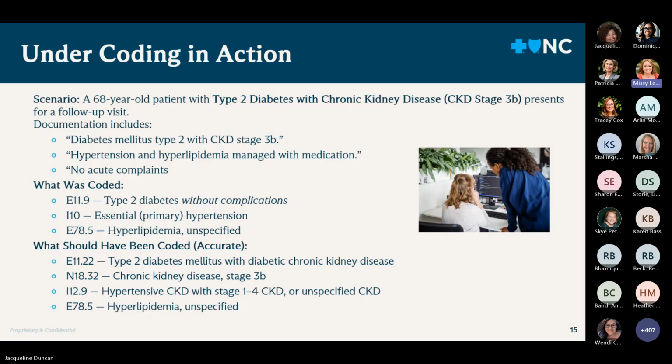The correct coding should have been E11.22 type 2 diabetes with diabetic CKD, N18.32 CKD stage 3B, I12.9 hypertensive CKD with stage 1 to 4 CKD or unspecified CKD, and E78.5 hyperlipidemia unspecified. This correction makes a significant difference in the risk adjustment accuracy.